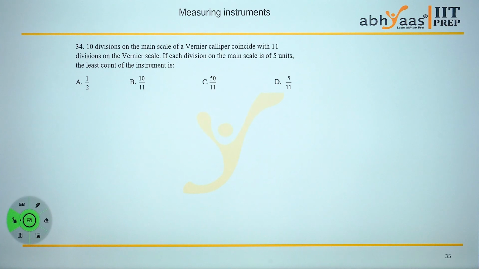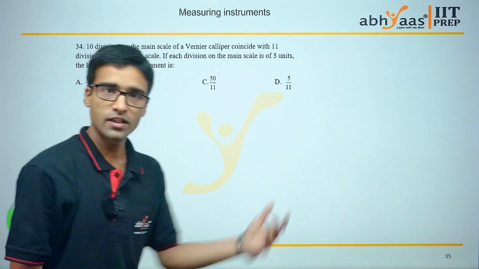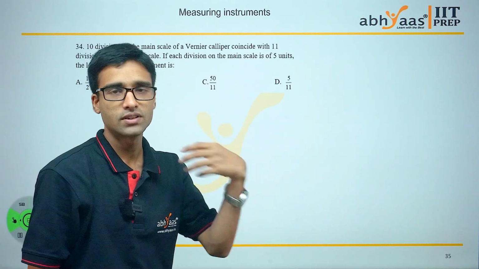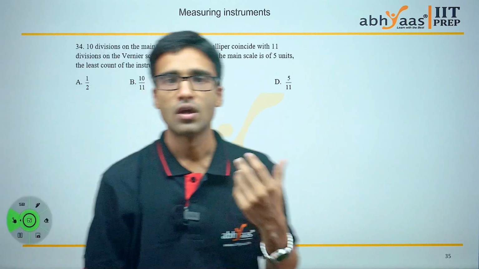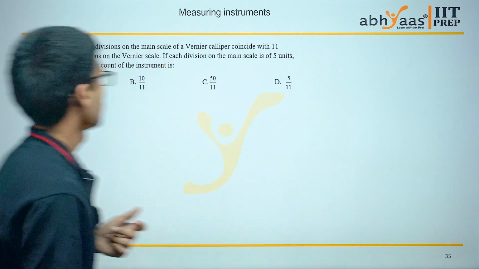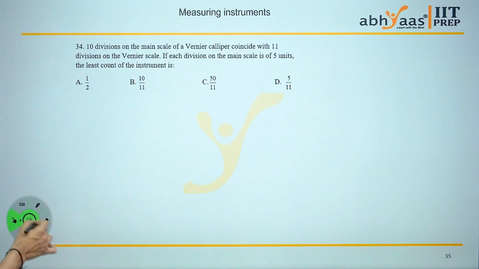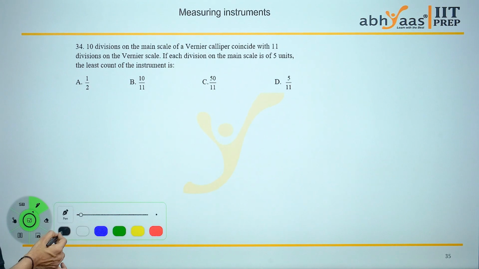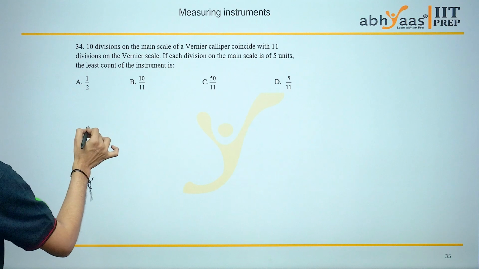Now going to the next one. Again, another question is related to the vernier calipers. That means many questions are related to vernier calipers. You can observe again the same type of question. So I'll give some hint to this.